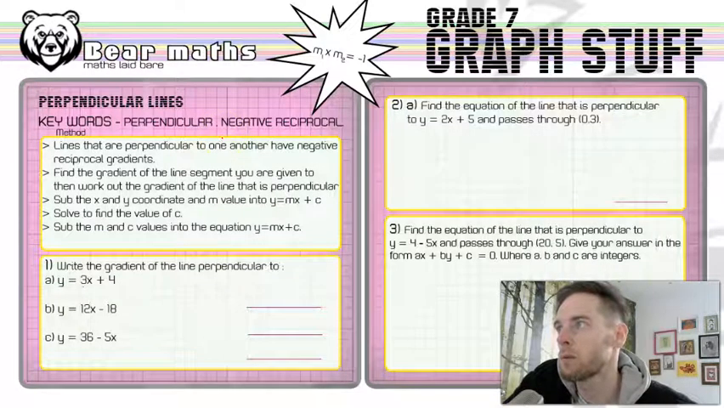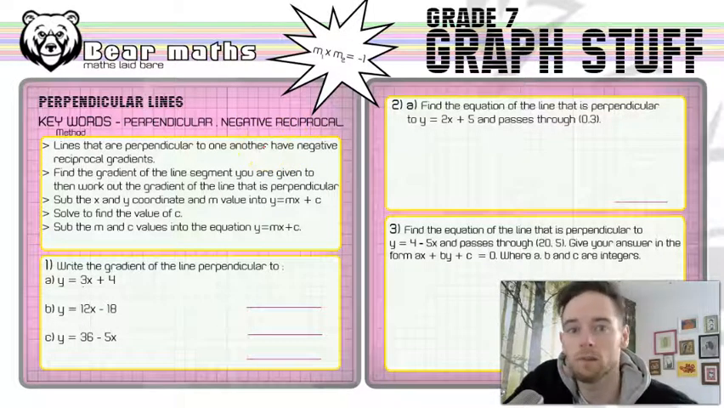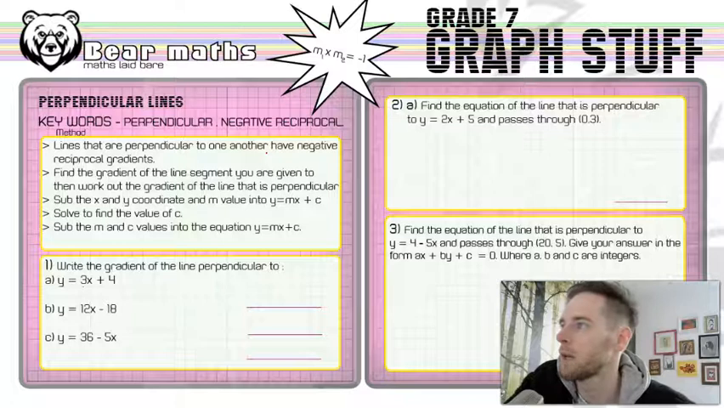And the negative reciprocal is, if you've got a number, let's say 2/7, if we flip it upside down and make it negative, we've found the negative reciprocal of that particular number. And this does relate to the gradients, because lines that are perpendicular to one another have negative reciprocal gradients.